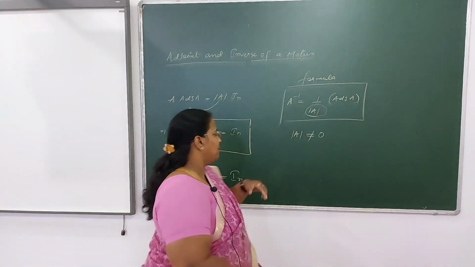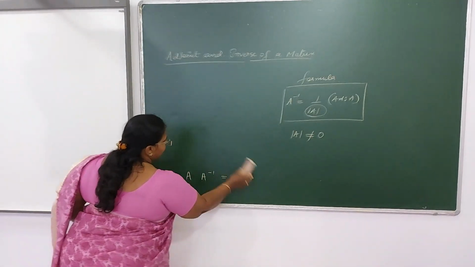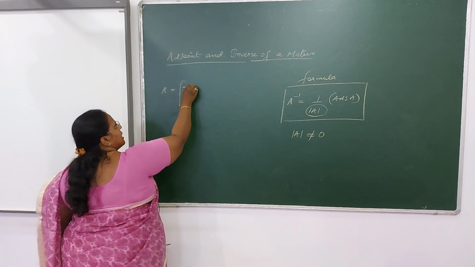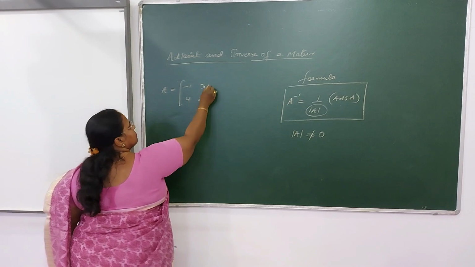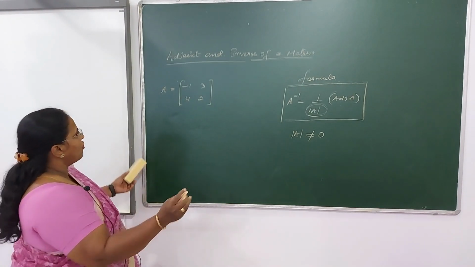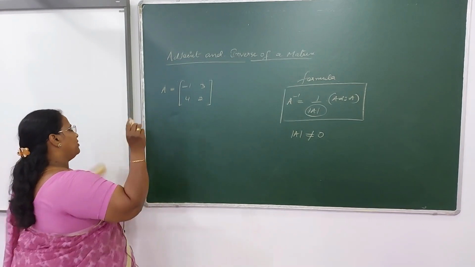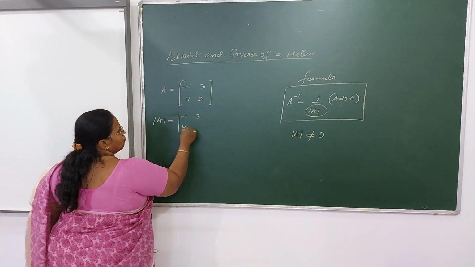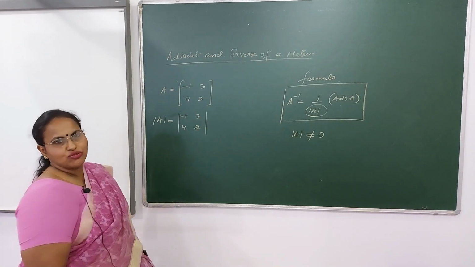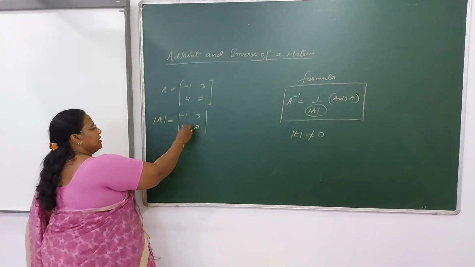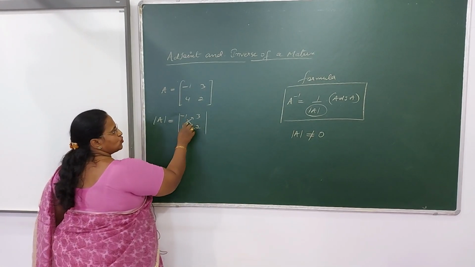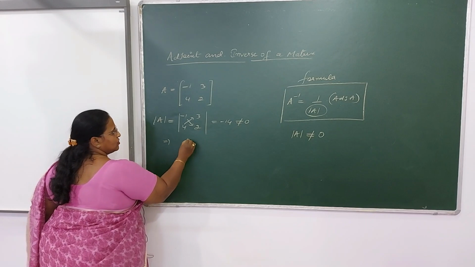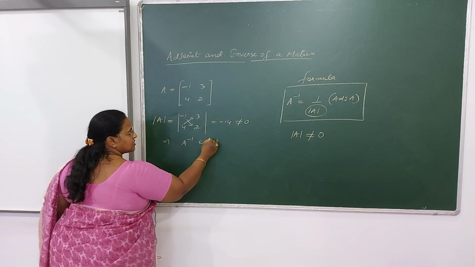Okay, so let me take an example for this. The question is, find A inverse. Given matrix A is equal to [-1 3; 4 2]. For writing the inverse, first of all you need to check the determinant of A. So get the determinant value. You very well know how to solve a determinant of order 2: product of diagonal minus product of off-diagonal elements. So it's -2 minus 12, which comes to -14. This is not equal to 0, so here you write the conclusion: this means A inverse exists.